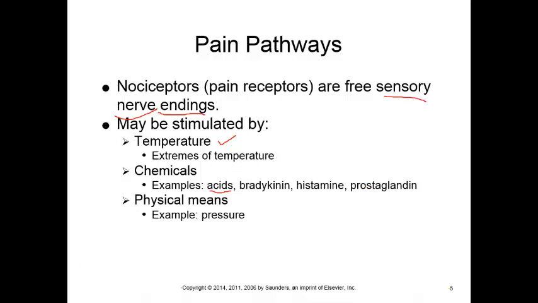And then also we can have physical means such as pressure. We see this pressure a lot when we talk about things stretching, and the pressure changes and we stretch too far and it causes it to be stimulated and lets us know that we're going too far and we need to slow down.